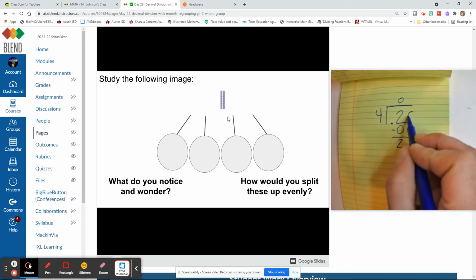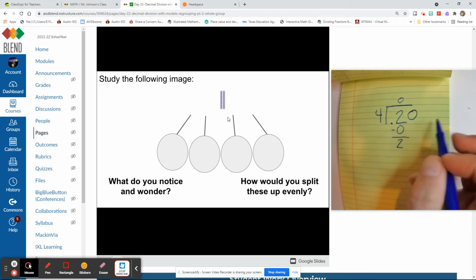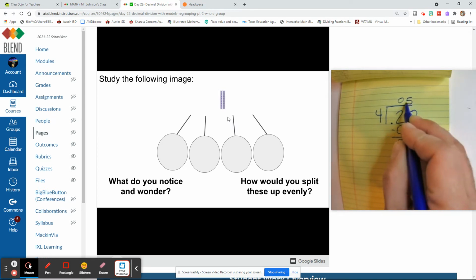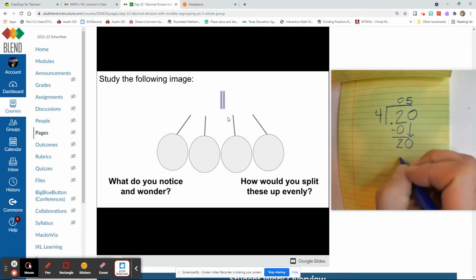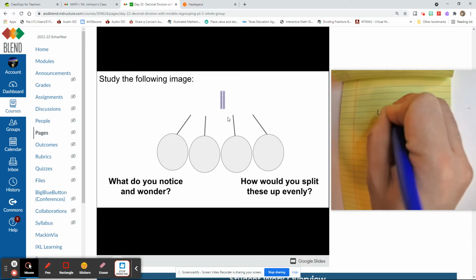And then remember, we can add zeros because there's a decimal point. Adding zeros does not change the value. Now we're just looking at 20 hundredths. So 4 goes into 20 5 times. 4 times 5 is 20. So our decimal point takes a ride to the top.